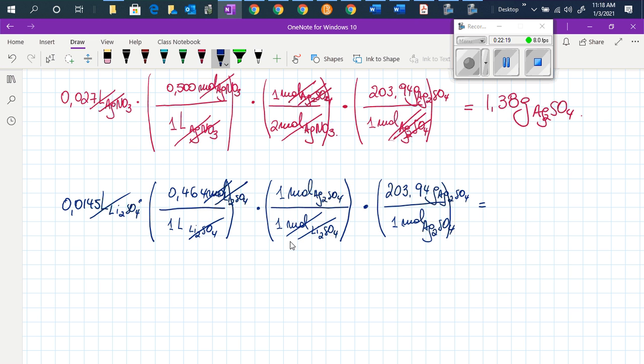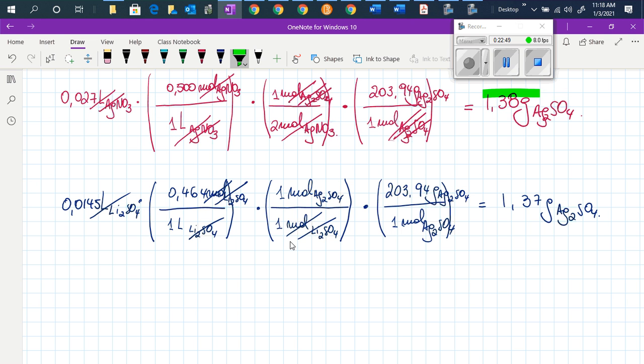And when you're entering it in your calculator, what you will enter is 0.0145 times 0.464 times 203.94, the whole thing divided by 1. So then we have 1.37 grams of silver sulfate.